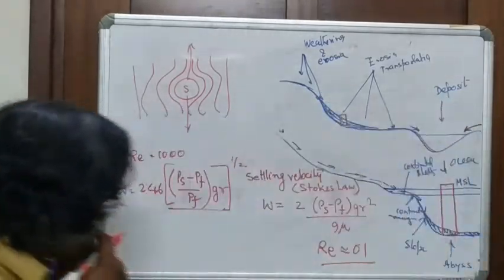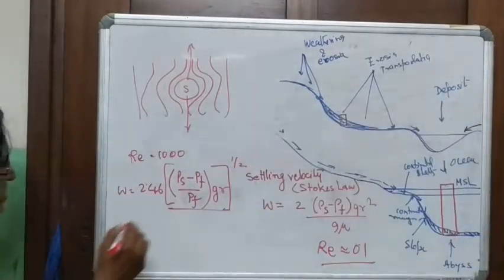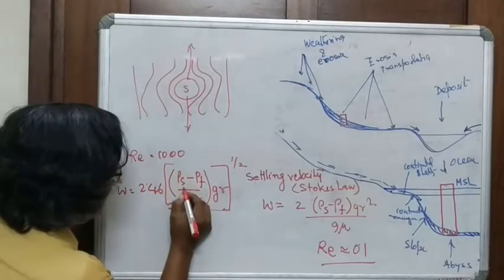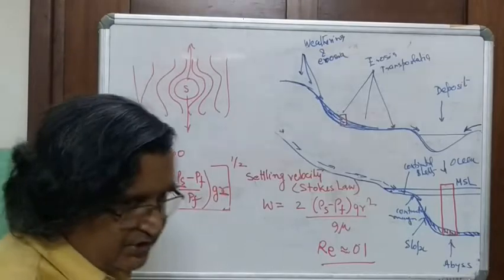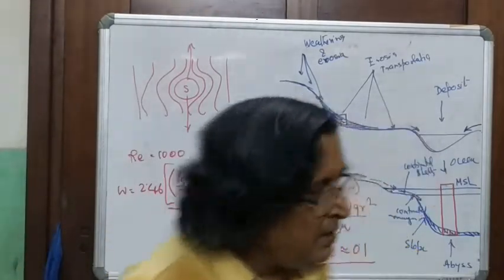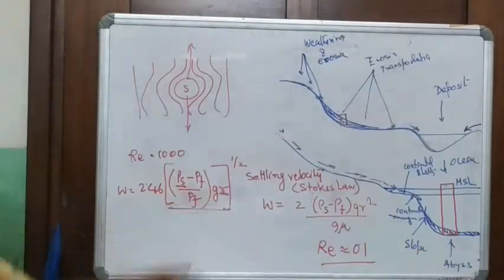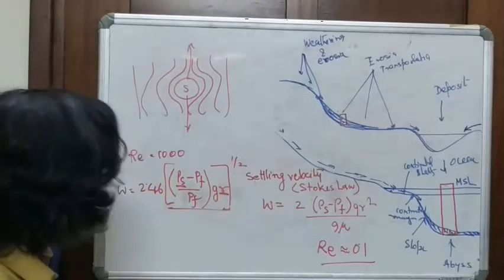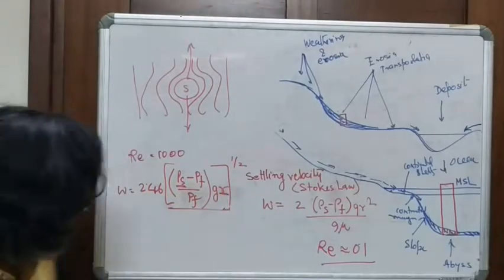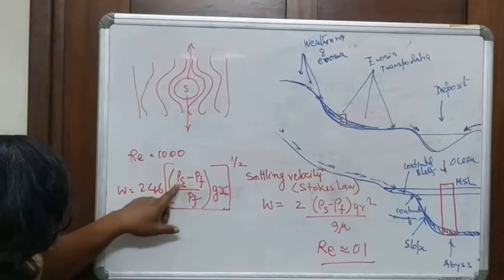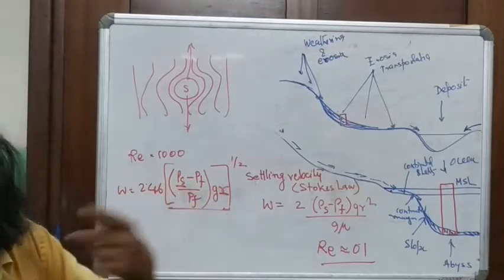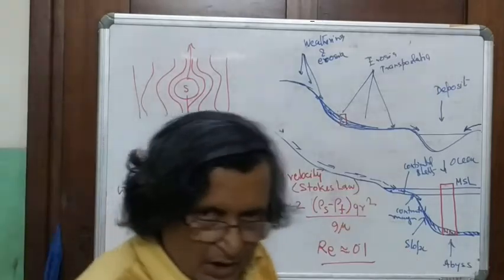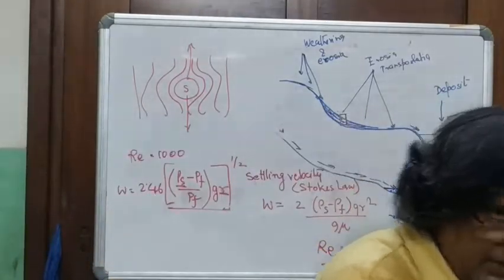But the important point is, most things are the same, and here you have rho s and r as the functions of the settling velocity, although the functions are slightly different here for higher Reynolds number. But once again, you can see your settling velocity is directly a function of the density of the particle, rho s, and r.